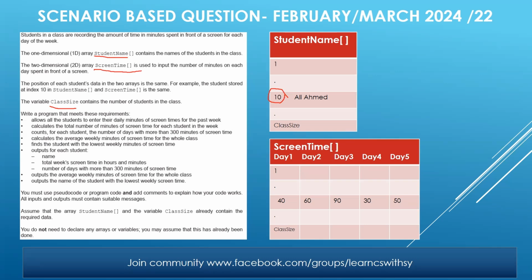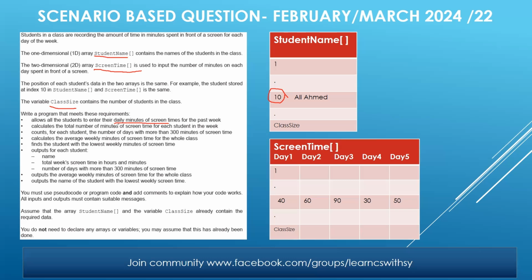Okay. Write a program that meets these requirements. Now you can see these are the requirements. Let's discuss each requirement properly. Allows all the students to enter their daily minutes of screen time for the past week. Calculates the total number of minutes of screen time. The first thing is the student enters their daily minutes that they are spending on screen. Second thing, like maybe day 1, day 2, day 3, in this manner, all the days, the amount of time they're spending on screen, that is to be recorded.